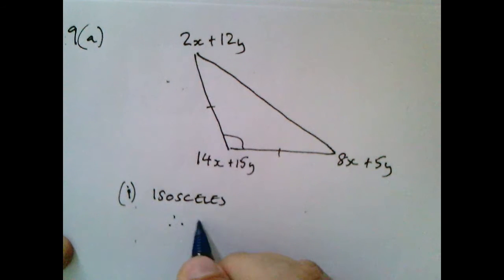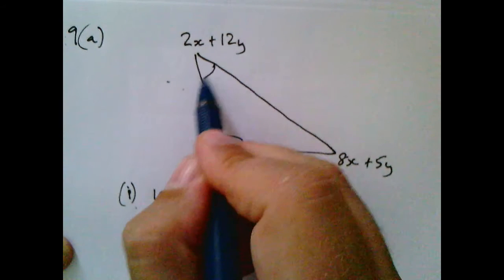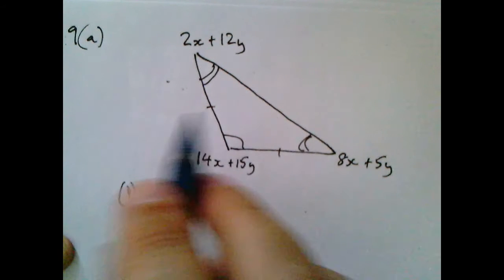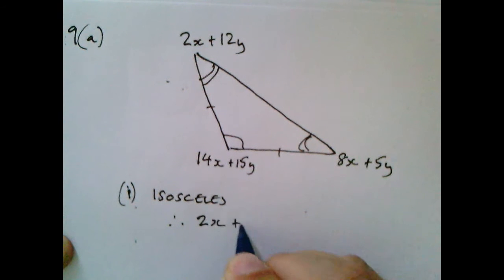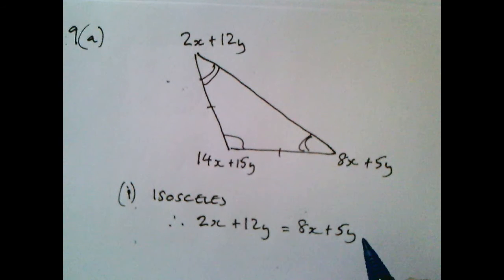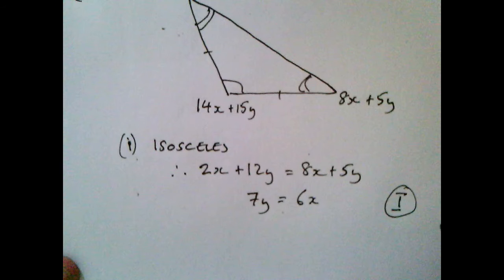So this angle is the same as that. Those two sides are the same. So we know 2x plus 12y is 8x plus 5y. And so we might say, to start with, let's simplify this a bit, so 6x equals 7y. I'm going to call that statement 1. Okay.